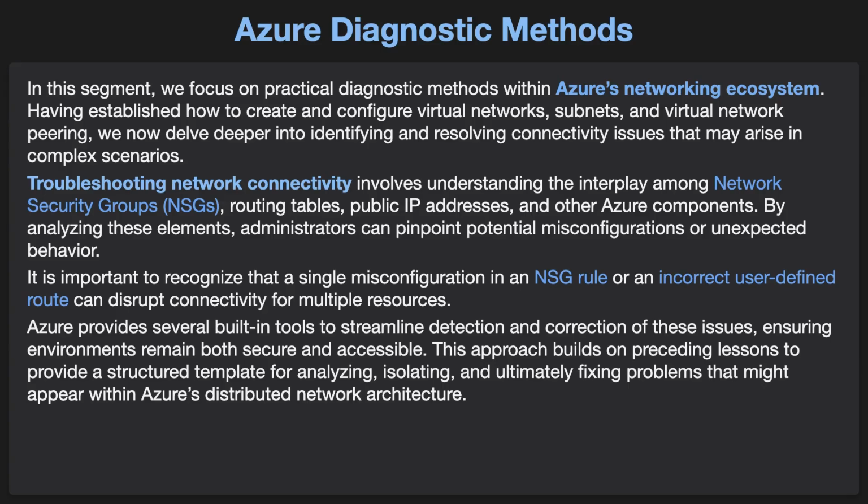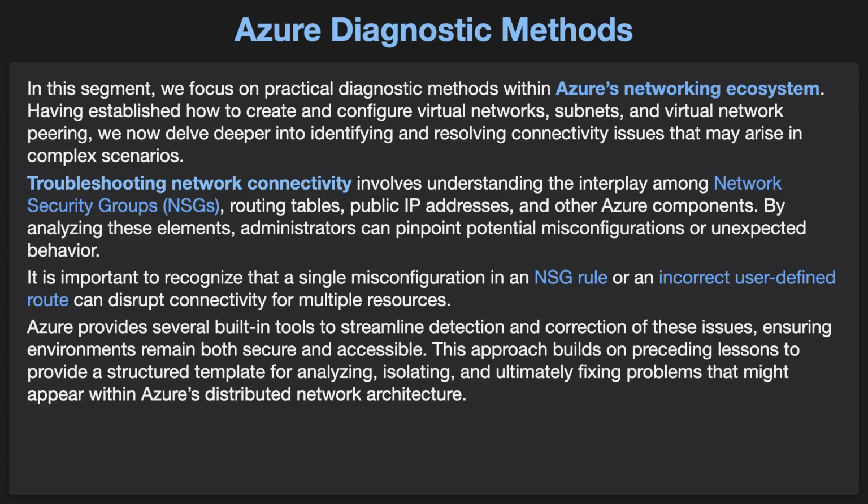In this segment, we focus on practical diagnostic methods within Azure's networking ecosystem. Having established how to create and configure virtual networks, subnets, and virtual network peering, we now delve deeper into identifying and resolving connectivity issues that may arise in complex scenarios. Troubleshooting network connectivity involves understanding the interplay among network security groups (NSGs), routing tables, public IP addresses, and other Azure components. By analyzing these elements, administrators can pinpoint potential misconfigurations or unexpected behavior.